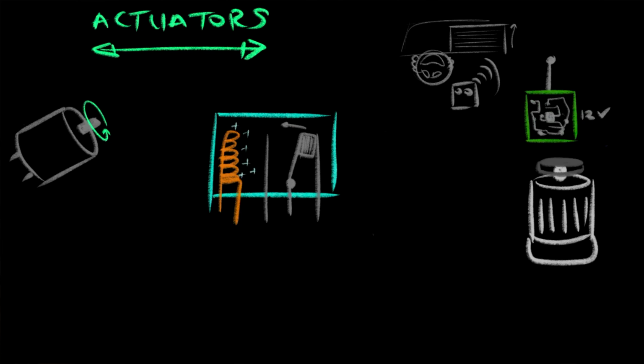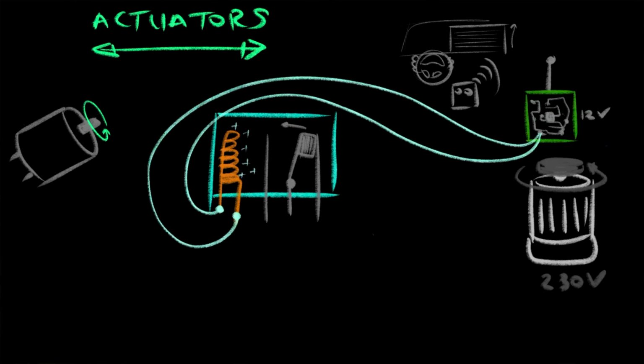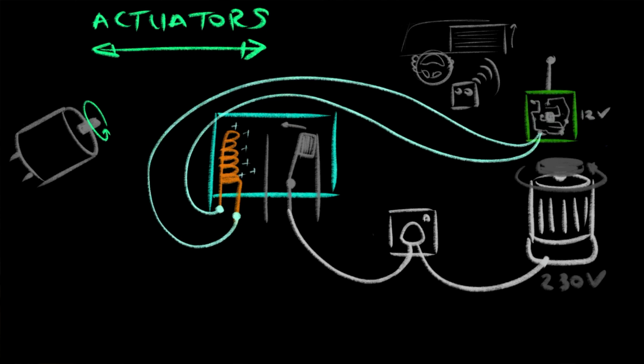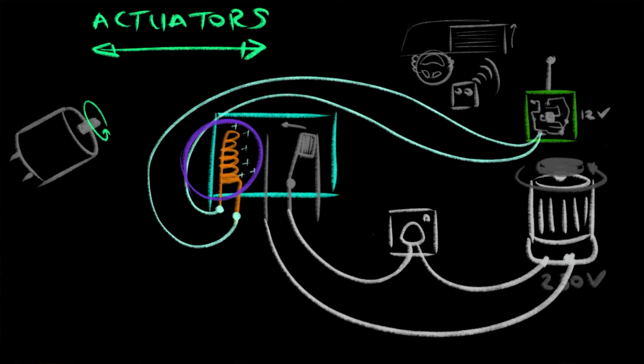So what happens is that the coil side of the relay is connected to the low voltage controller, while the motor is connected to the 230 volt mains, so that the circuit can control when the motor is on or off easily. The relay is making it possible for the two circuits to work, with different voltages controlling each other.